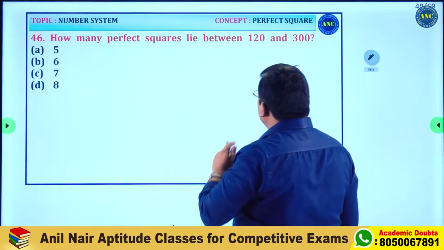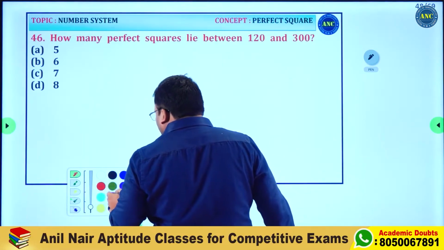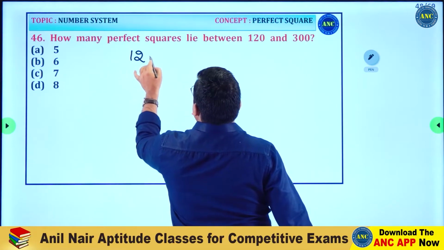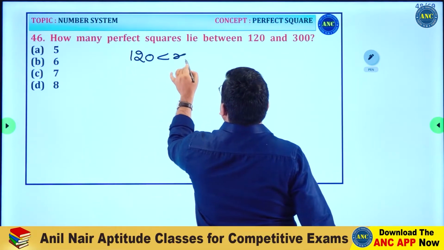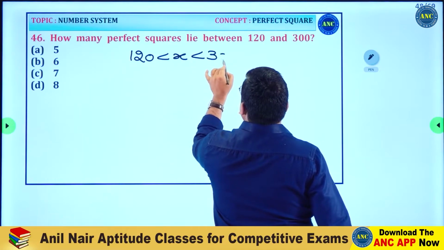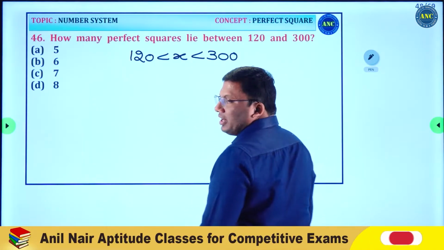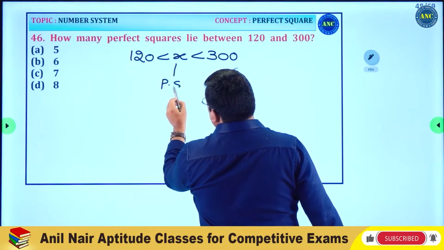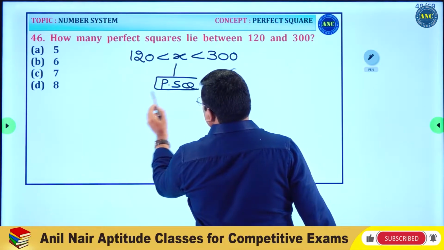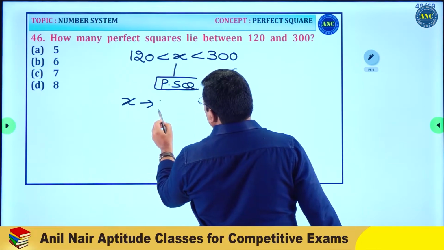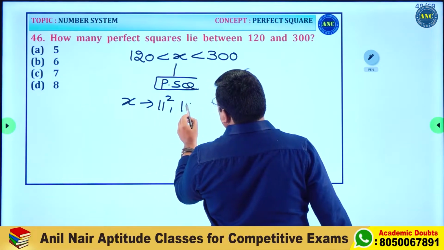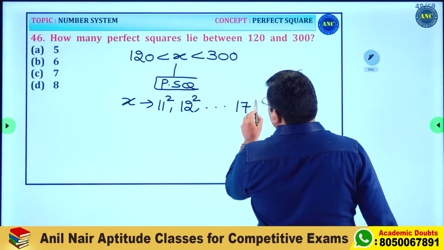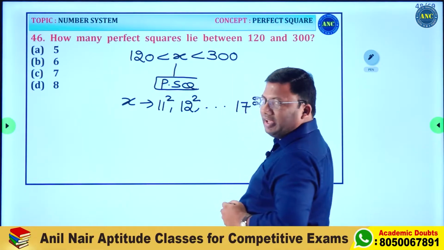How many perfect squares lie between 120 and 300? 120 less than x less than 300. So x is a perfect square. So x will take values 11 square 121, 12 square 144 and so on up to 17 square is 289.